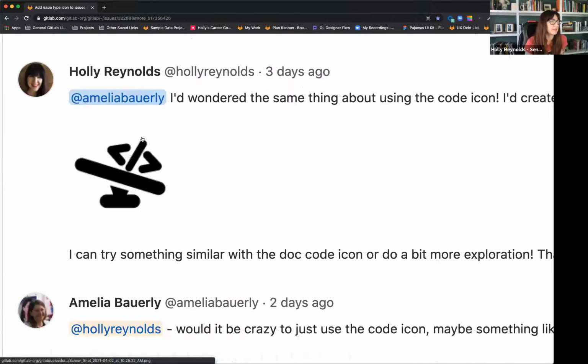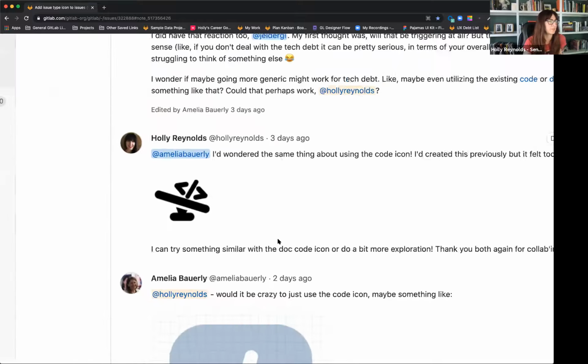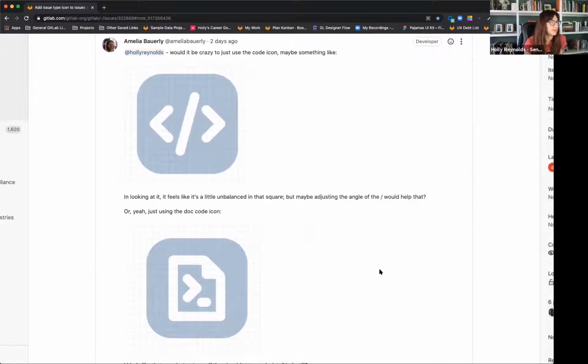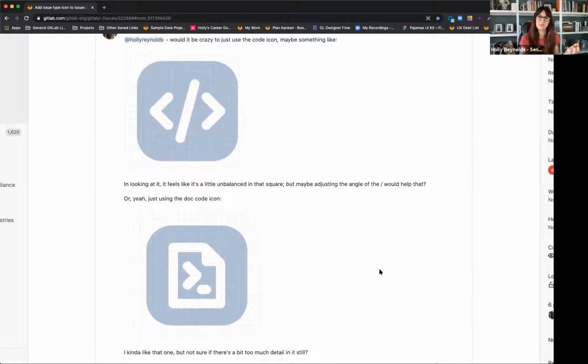Amelia had suggested maybe something with code. And this was another idea that I had originally, of the code symbol kind of weighing something down. Then these were the last two it looks like she had proposed on Friday, just to further explore that. But it's tricky because technical debt isn't a positive thing, and we don't necessarily want to promote it as such.